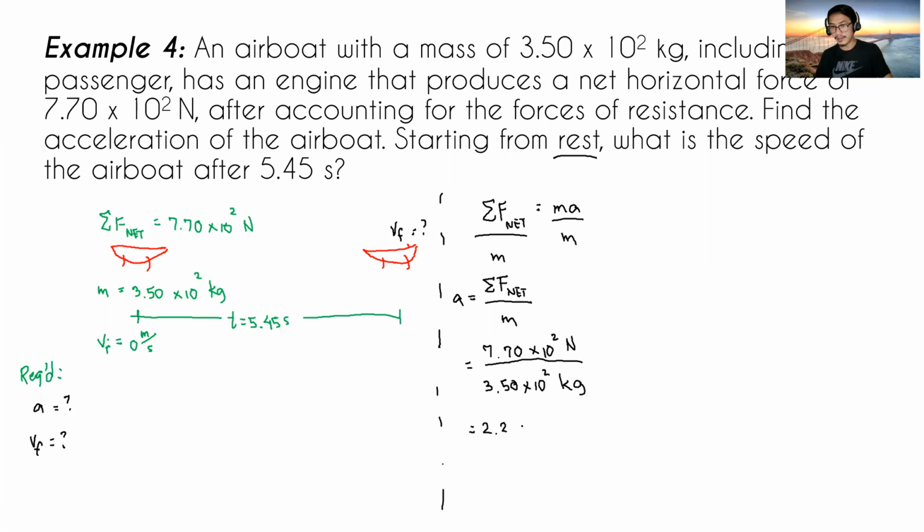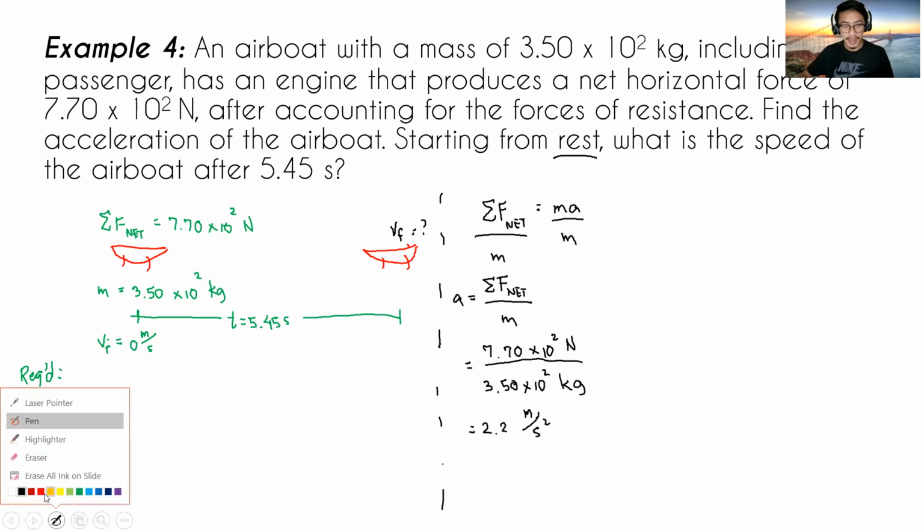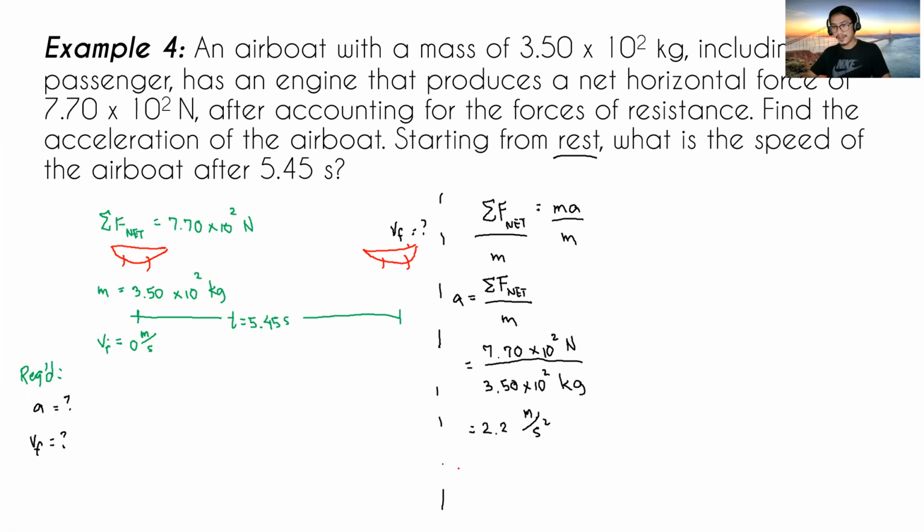Of course, how many significant figures? The unit of acceleration is meters per second squared. Now we need 3 significant figures. So that means we have to round our answer to 3 significant figures. So our final answer for acceleration should be 2.20 meters per second squared. Okay, so this is already the acceleration of our boat. This is for letter A. Now, let's proceed with letter B.